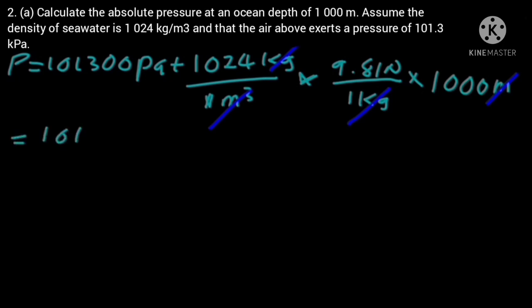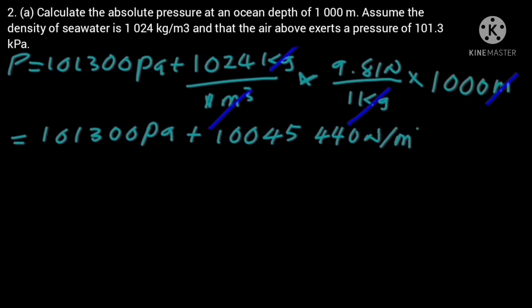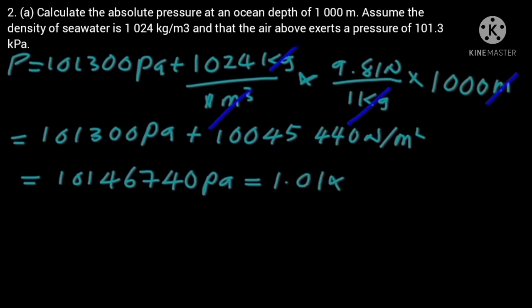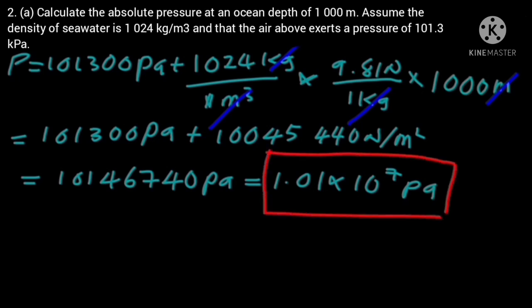So pressure is equal to 1,001,300 pascals plus 100,045,440 newtons per meter squared, which is equal to 10,146,740 pascals, which is equal to 1.01 times 10 to the power 7 pascals. So that's the solution. That's the absolute pressure.